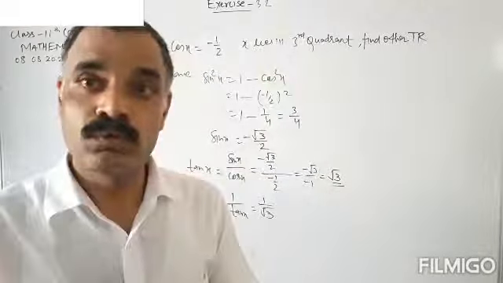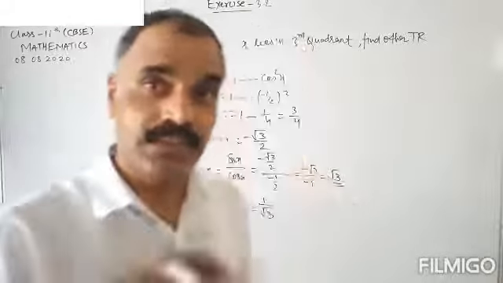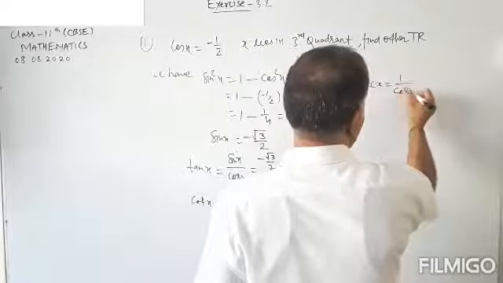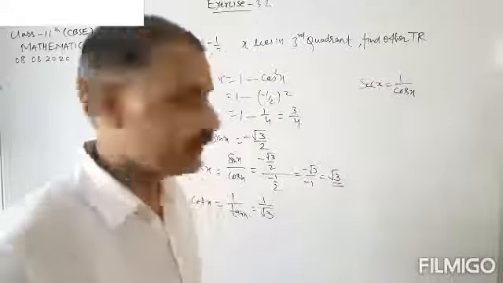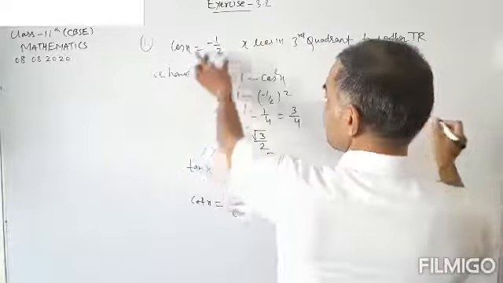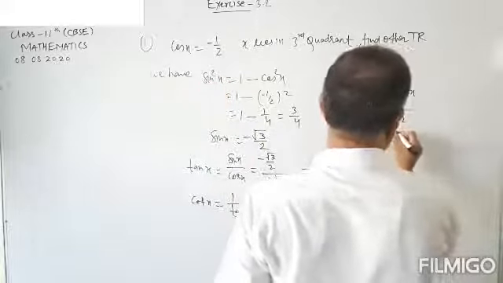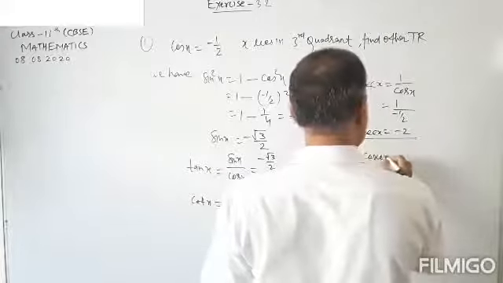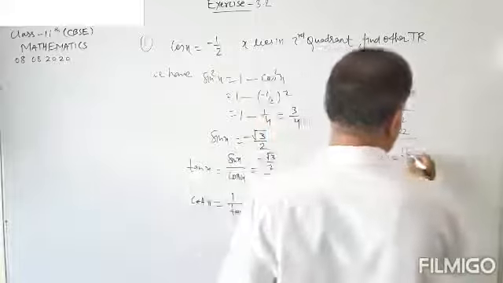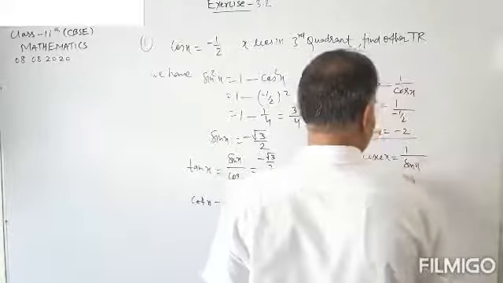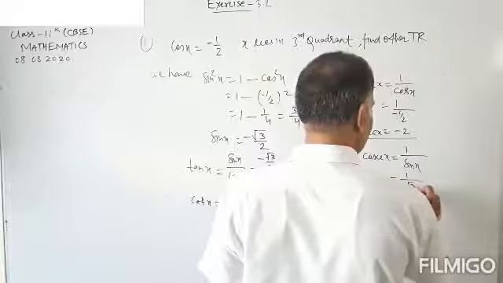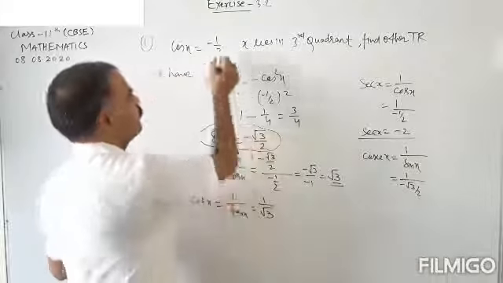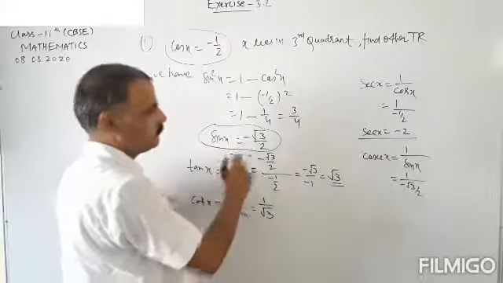Now two more trigonometric ratios are left. Sec x equals 1 upon cos x; sec x is the reciprocal of cos x. Cos x is minus 1 by 2, so sec x equals minus 2. And cosec x is the reciprocal of sin x, so 1 upon sin x, where sin x equals minus under root 3 by 2.